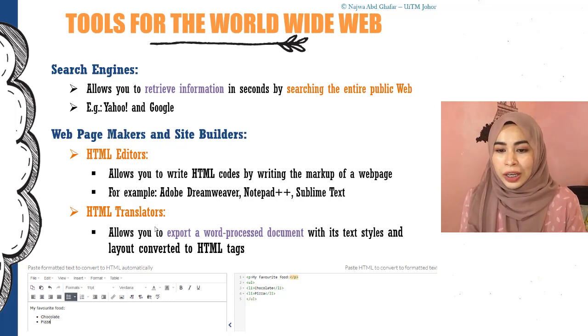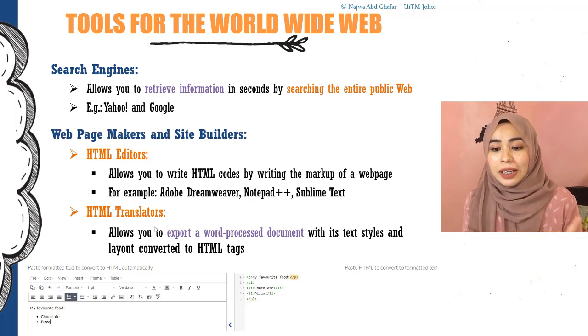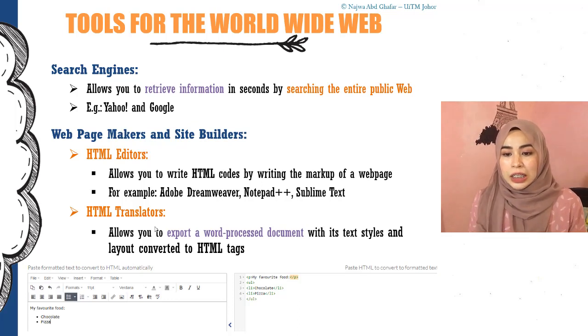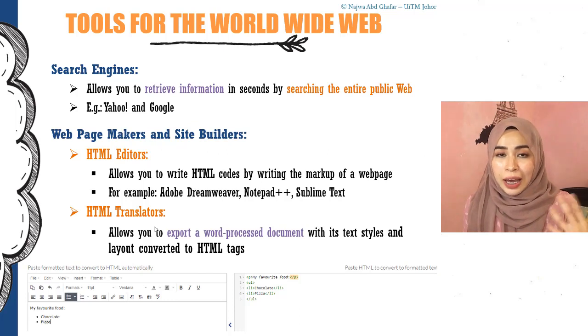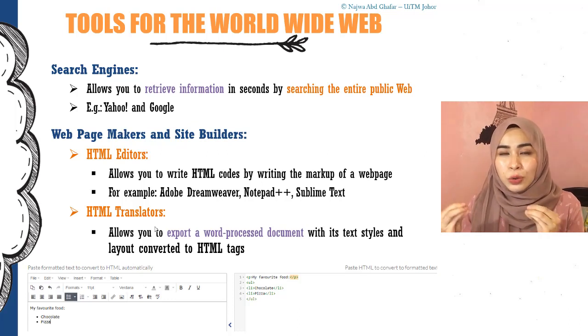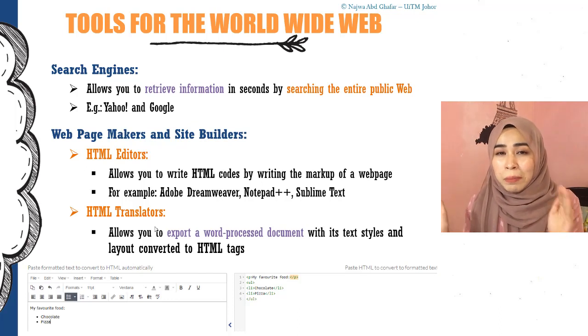When it comes to creating websites, you can use web page makers and site builders. You have two types: HTML editors and HTML translators. If you think that you can write your program from scratch easily, you can just use HTML editors. HTML editors allow you to write HTML code by writing the markup of a web page, meaning that you already know how to use HTML. Let's say you want to make something italic within the document. You know what markup tag to use, so you can just use an HTML editor for that.